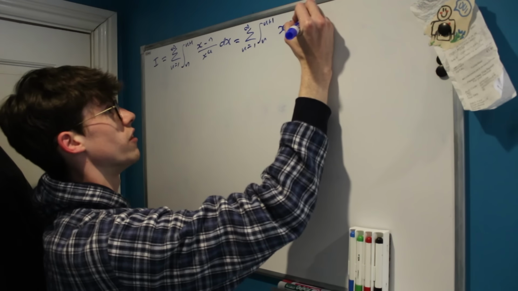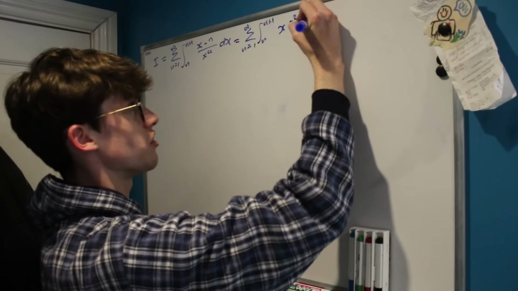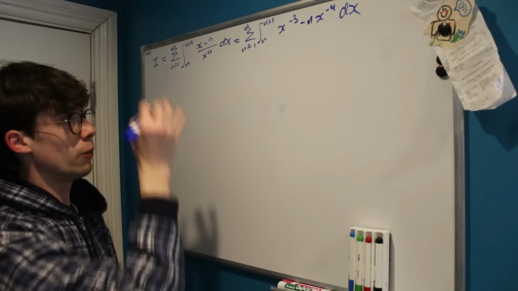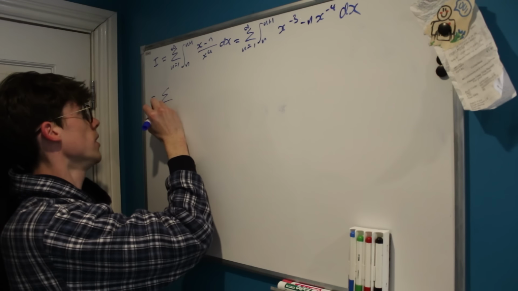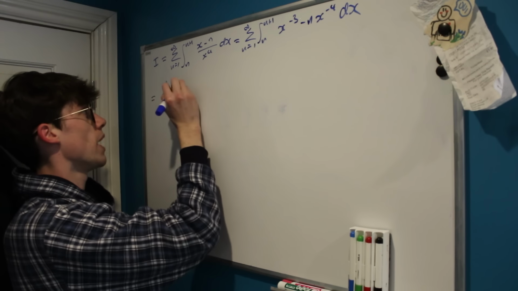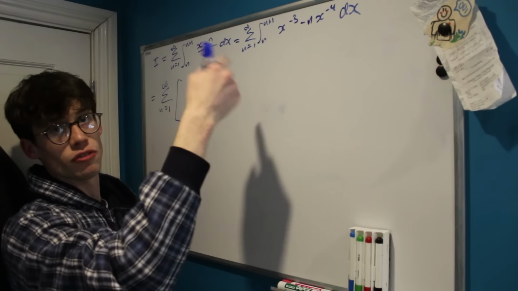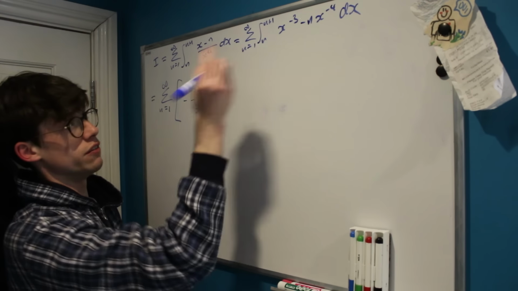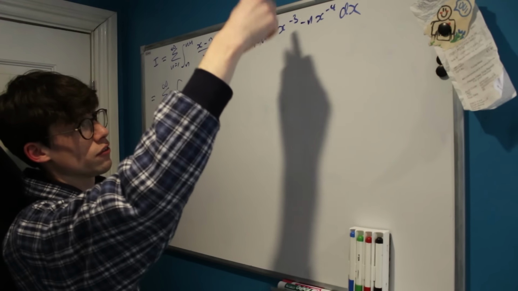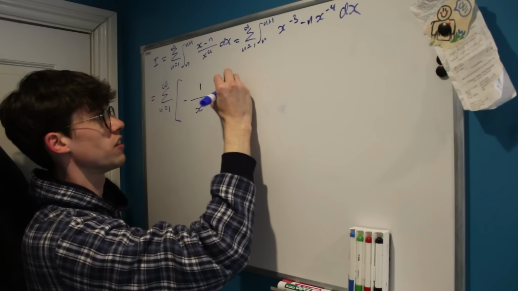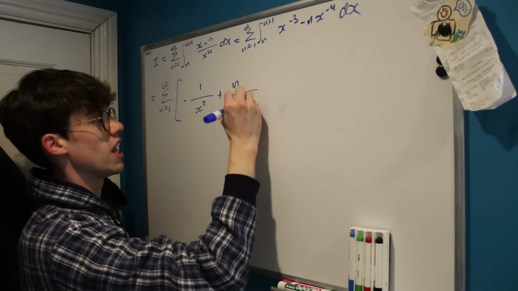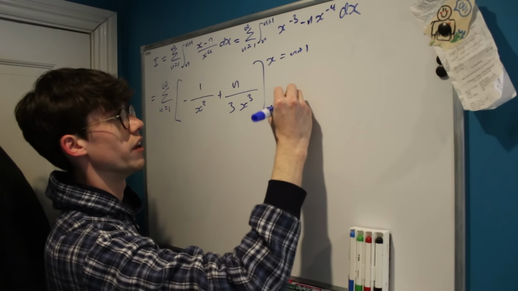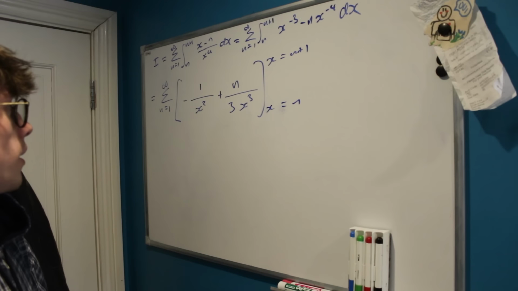And if we simplify negative n over x to the 4, that's just negative n x to the negative 4 dx. And we're going to add 1 to the power and divide by the new power. So add 1 to negative 3 is negative 2, divide by negative 2, it's going to be negative 1 over x squared. Add 1 to the power is negative 3, divide by that power is going to be plus n over 3x cubed. And this is between the bounds of n plus 1 and n.